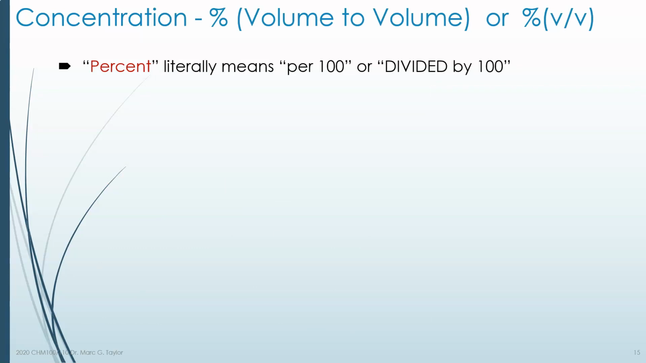Let's look at percent volume to volume first, abbreviated percent V/V. And just to remind you, the word percent actually comes from two Latin words, per centum, which literally mean divide by 100 or per 100. So when you see percent, you have to divide by 100, but to create the percent, you need to multiply by 100. So just to remind you how percent is used in everyday life, 100% literally means 100 divided by 100, or 1. And 25% would be 25 divided by 100, or 0.25.